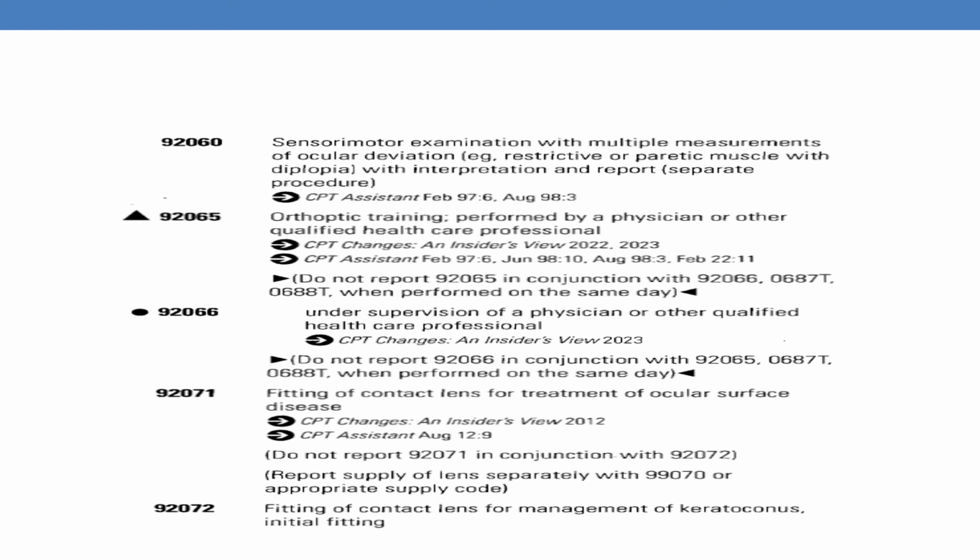The next CPT is 92071. It is used for fitting of contact lens for the treatment of ocular surface disease. The next is 92072. It is given for fitting of contact lens for management of keratoconus, initial fitting.